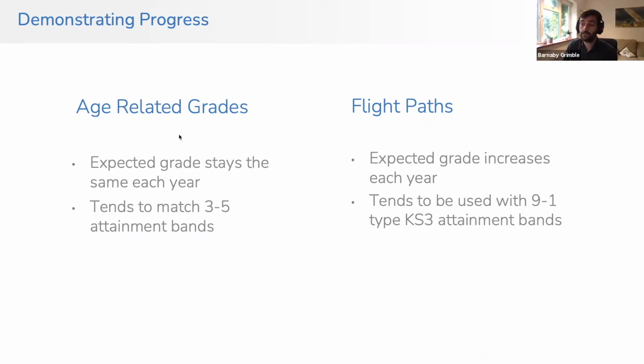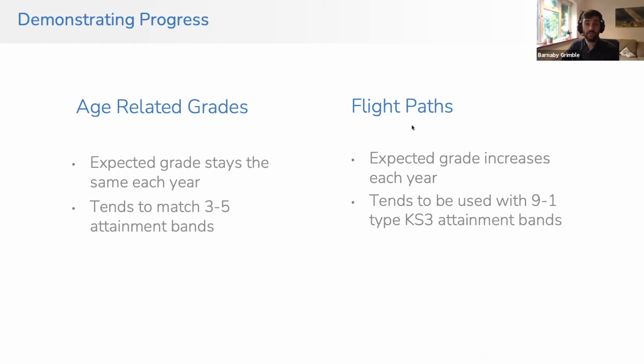So to explain them a little bit more clearly, age-related grades is where your expected grade stays the same every year. And so a year 7 might be expected to achieve an age-related grade of secure in year 7 and in year 8 and in year 9. And I'll explain how that works in terms of challenge and progression over the key stage 3. And that tends to match any attainment bands where you tend to have 3 to 4, so gold, silver, bronze, or gold, silver, bronze, diamond, as a set of attainment bands.